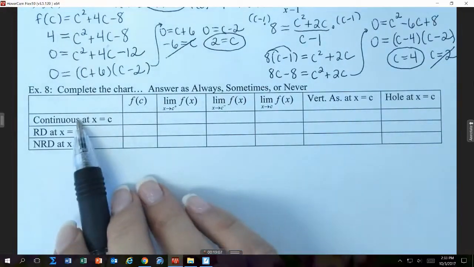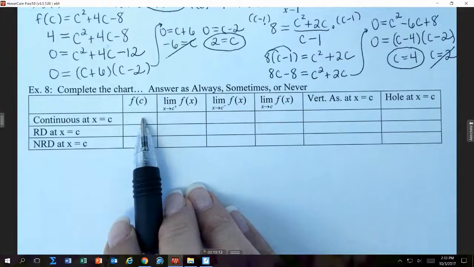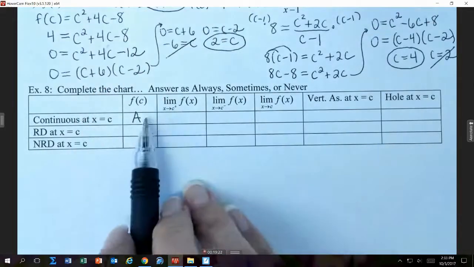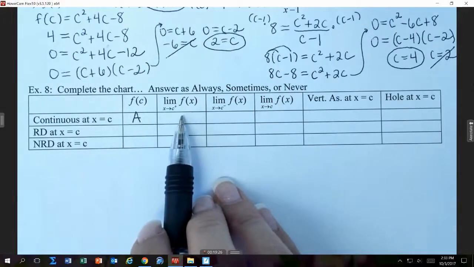If our function is continuous at x equals c, do we have a function output at the x value c? Are we going to have a closed dot somewhere? Yes. That's always going to be true if we're talking about a continuous function. What about the right-hand limit? Am I always, sometimes, or never going to have a right-hand limit?